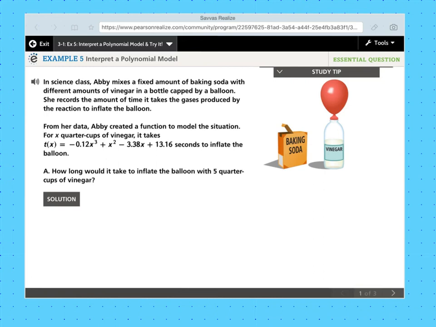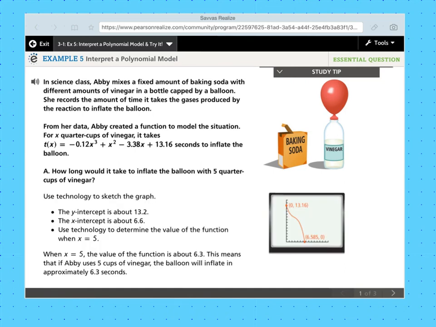Okay. It's a pretty straightforward question if we have all the information. We don't have the precise information. So in this case, you have to rely on your technology. Use your graphing calculator, plug the equation in, and you should have a graph that's looking like this, right? This is what it's telling you. So you have to use your trace function, and now it's 5 quarter cups. So whatever the corresponding y value of 5, in this case it's 6.3 seconds. That's the answer to this question.